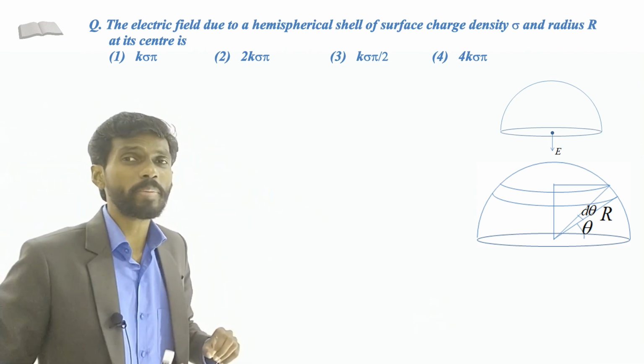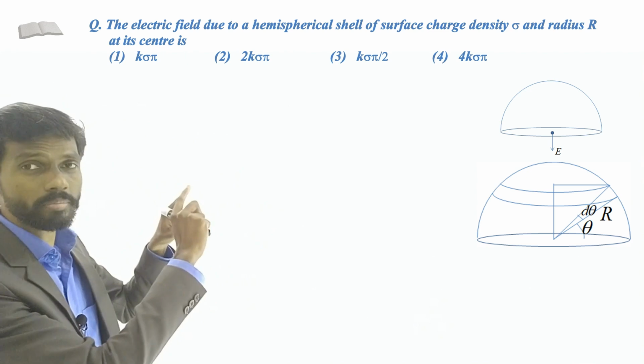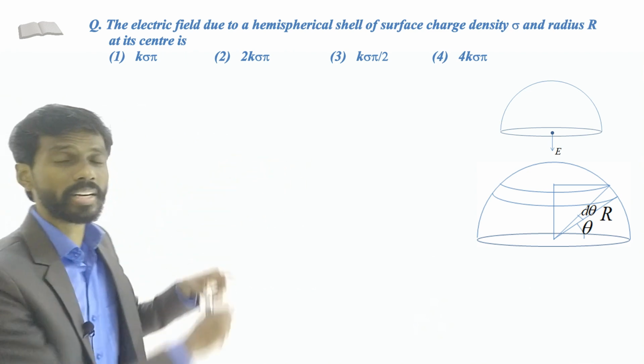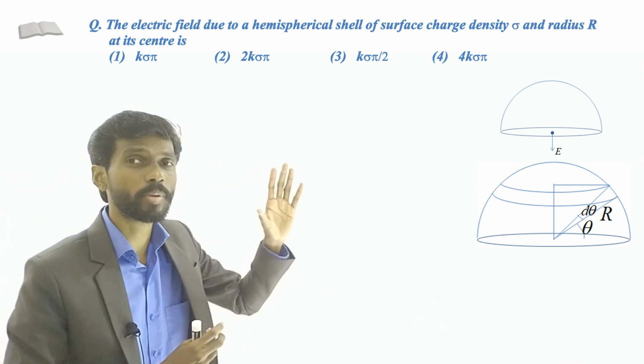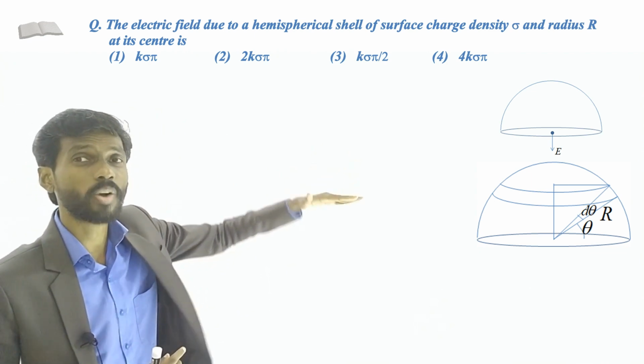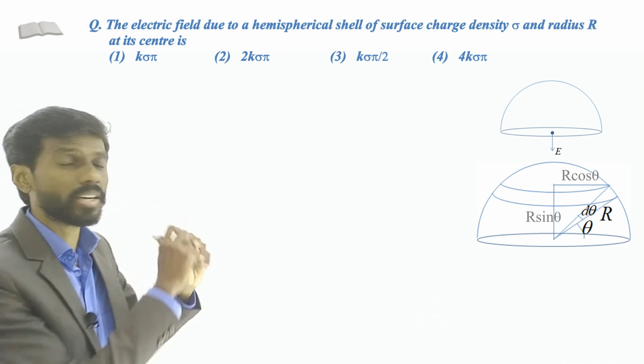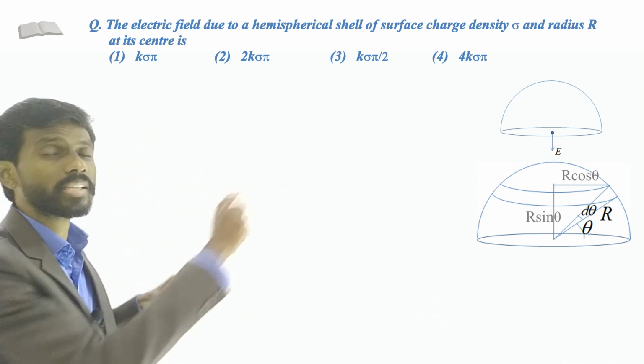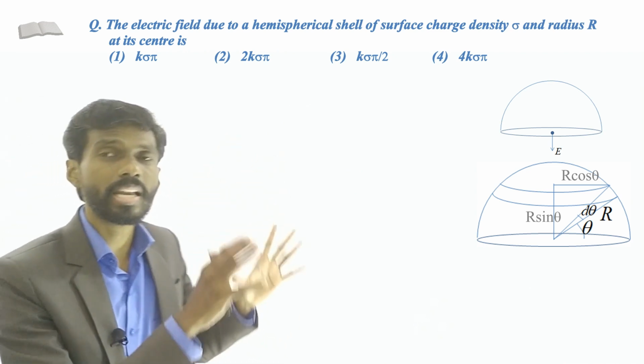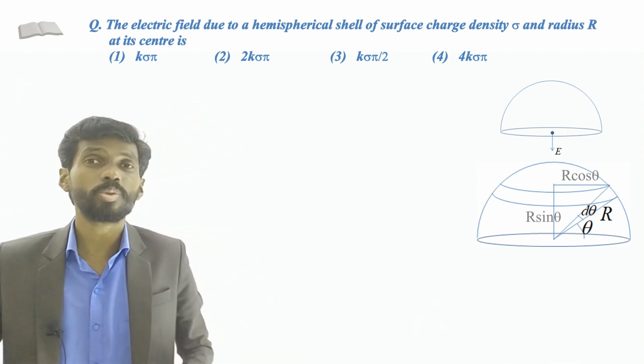Alright, so what is the radius of that ring? So that is that length, right? Using trigonometry we can find the projection. So this length is r cos theta. Similarly, the vertical projection is r sin theta. So this length is r sin theta and that is r cos theta. So we have all these lengths. Let us find the electric field due to the ring.